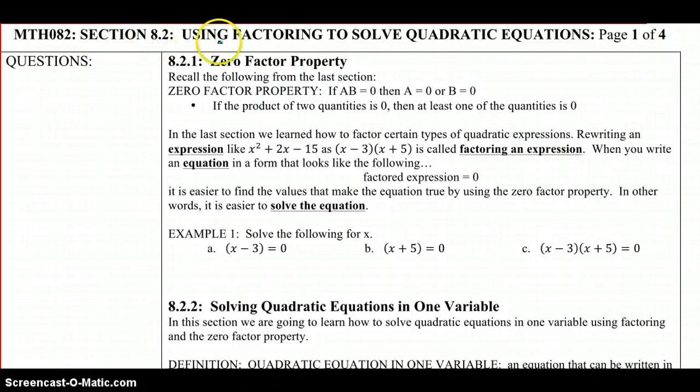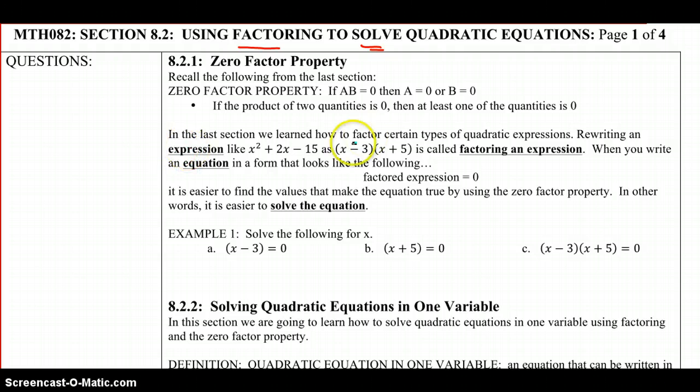So section 8.2, using factoring to solve quadratic equations. Recall the following from the last section, our zero factor property. If two quantities being multiplied together are equal to 0, then at least one of those two quantities has to be 0. So the product of two quantities is 0, then at least one of the quantities is 0.